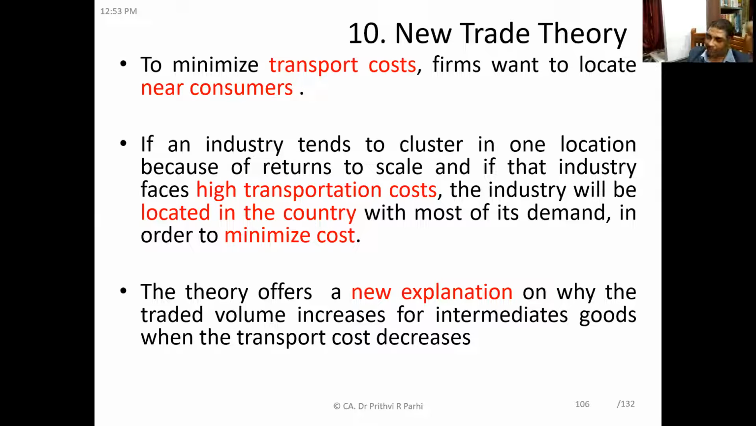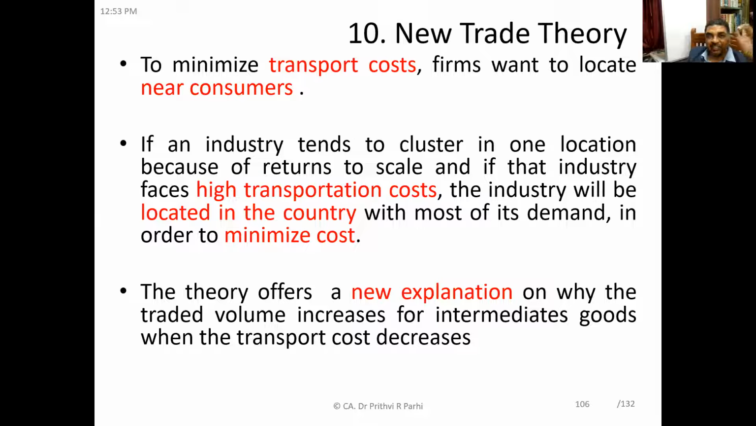So now you imagine sometimes what happens. Suppose, imagine in our country, in India, there is a particular industry which is located near the Bangladesh border. It is located in India. It may prefer to import something from Bangladesh rather than using a local product. Say the local product is available at Chennai. Okay, but the product can be imported from Bangladesh. Bangladesh is nearer, so the transportation cost will be low. So to minimize transportation cost, firms may want to locate new consumers.